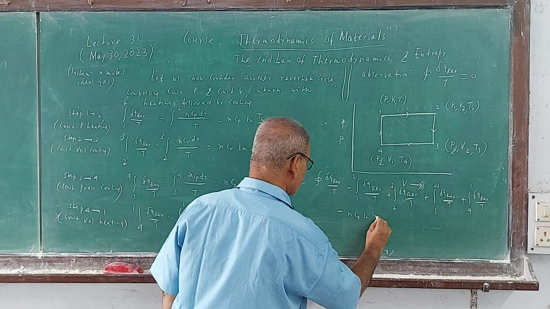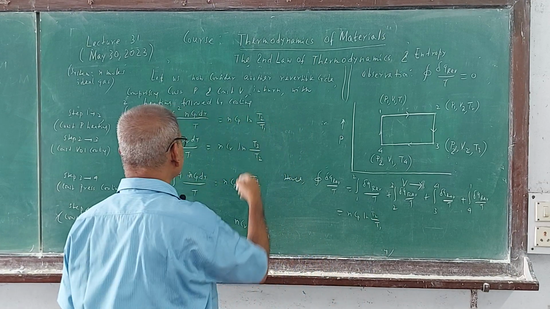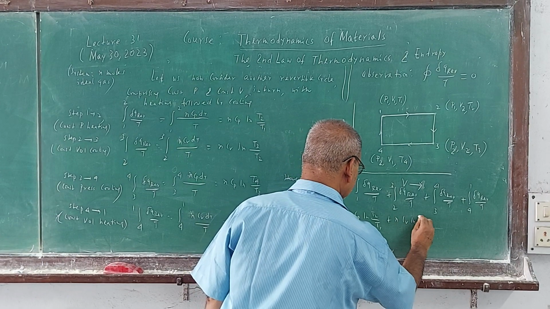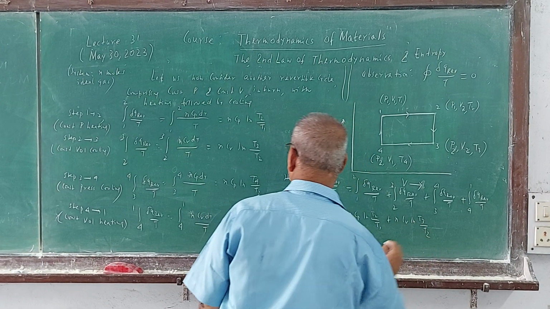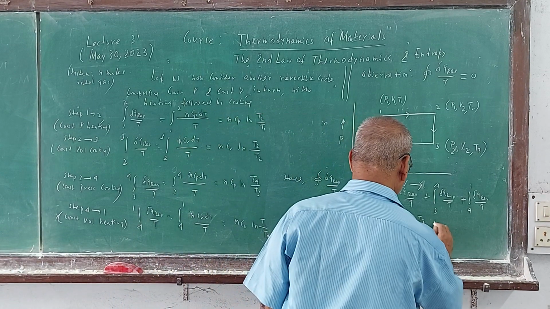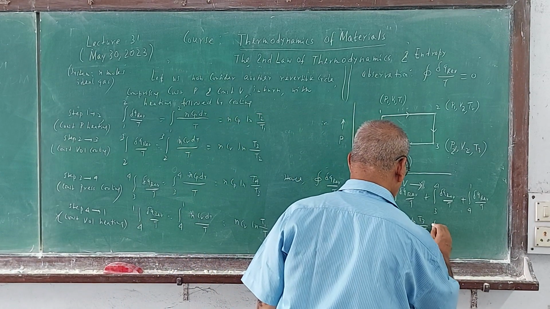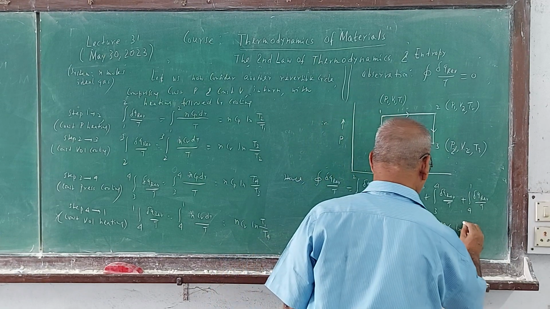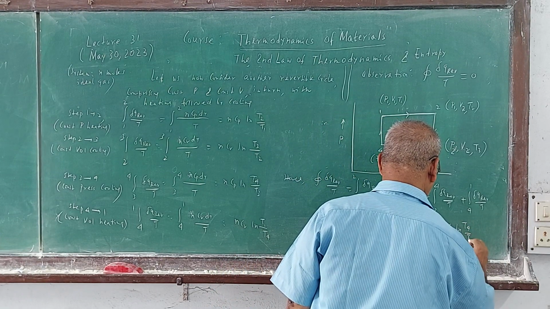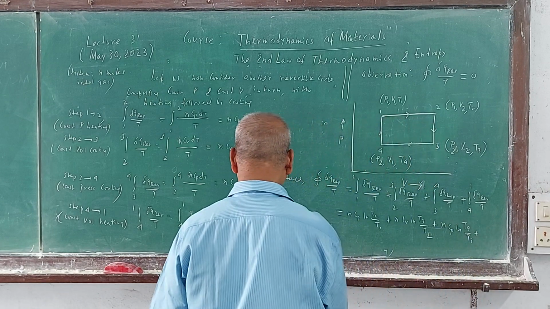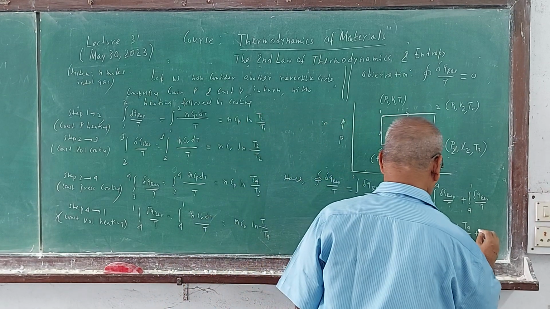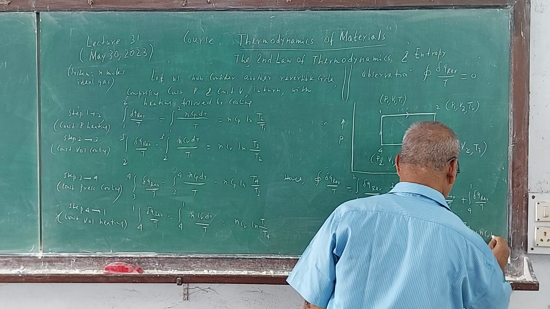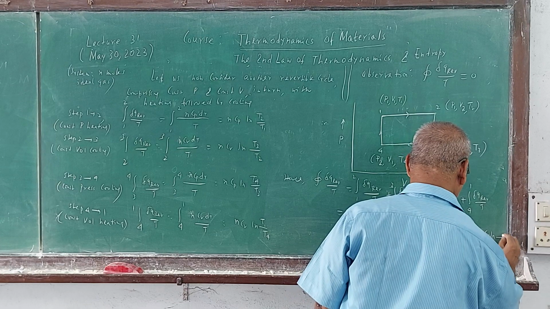n Cp ln T2 by T1. You clearly see. Next, n Cv ln T3 by T2, plus n Cp ln T4 by T3. And the last term is what? n Cv ln T1 by T4. This is your result.